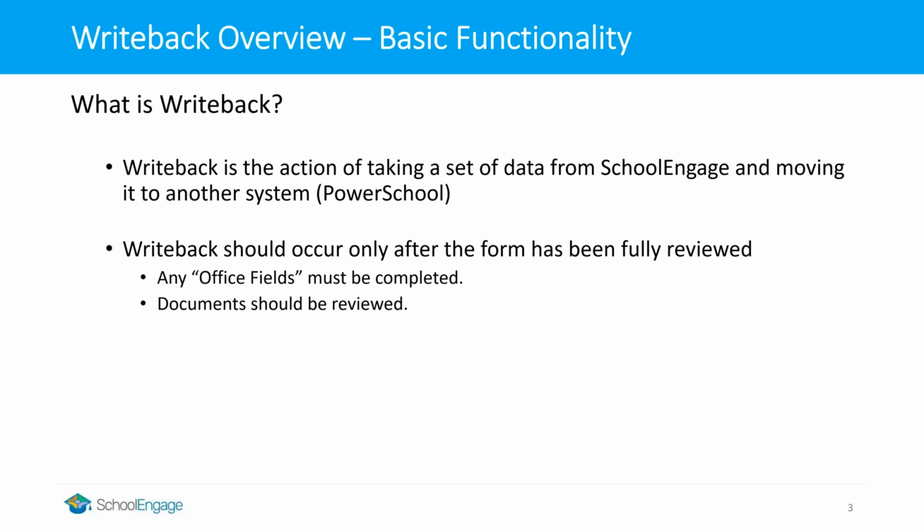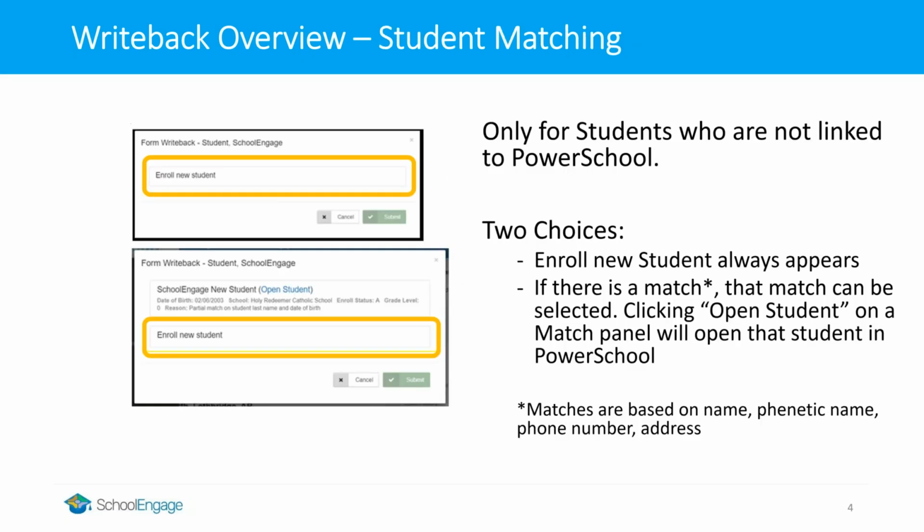In the PASI page within PowerSchool, there's that extended enrollment that has the grant codes, the enroll types, all of that kind of stuff. So those two sets of data, the data that the parent or student filled out and the office fields that the staff filled out, that's the collection of data that gets moved to PowerSchool. So that's Writeback at a very basic level.